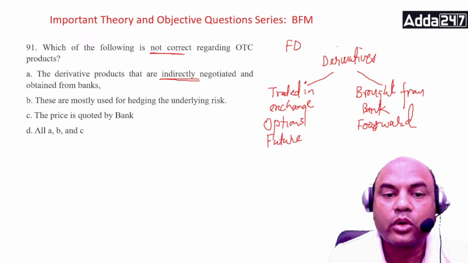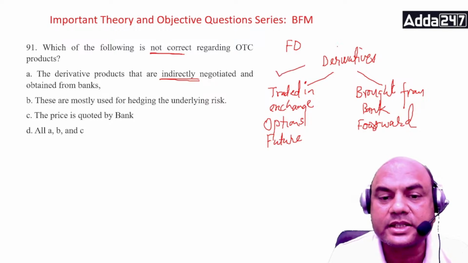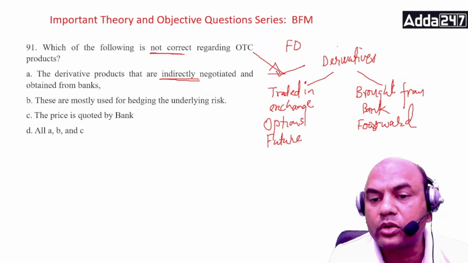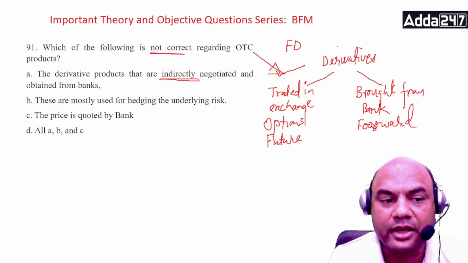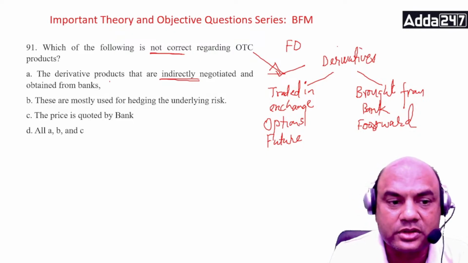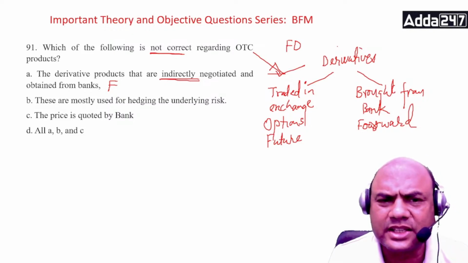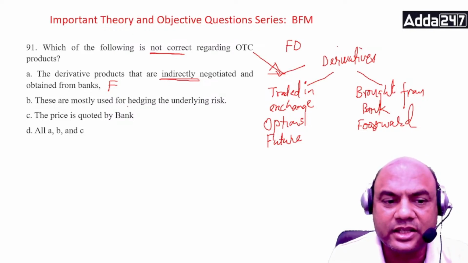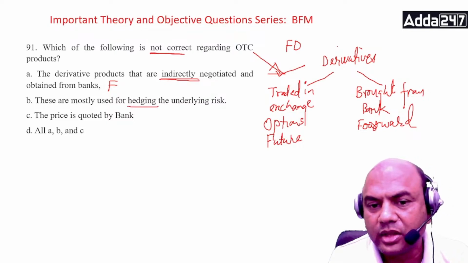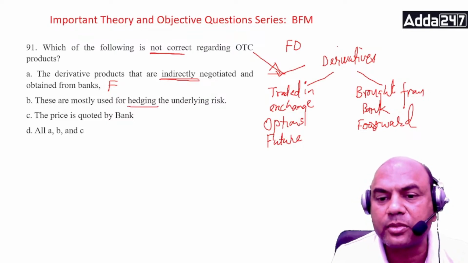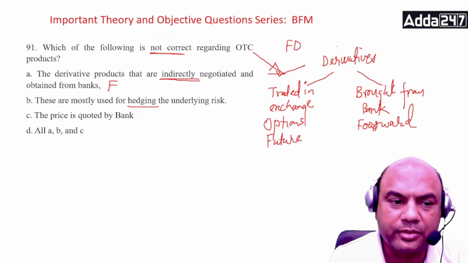See this. Those traded in the exchange, these are not OTC. Those bought from the bank, these are OTC. So this is false. These are mostly used for hedging the underlying risk. That is obvious. Here, hedging is a point common for both, for those traded in the exchange also and bought from the bank also. It is common for both.